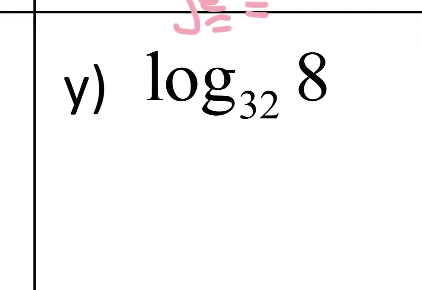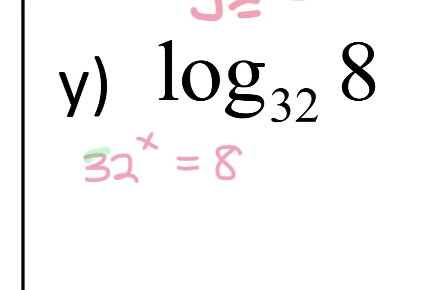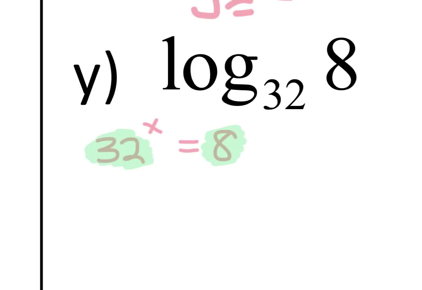Let's try another one like that. Again, use the same process every time. 32 to the x power equals 8. I want to find a number that I can use as a base with an exponent that would give me both 32 and 8. In this case, we just talked about 32 a couple minutes ago. 32 is 2 to the 5th power. Don't forget your x. And 8 is 2 to the 3rd power.